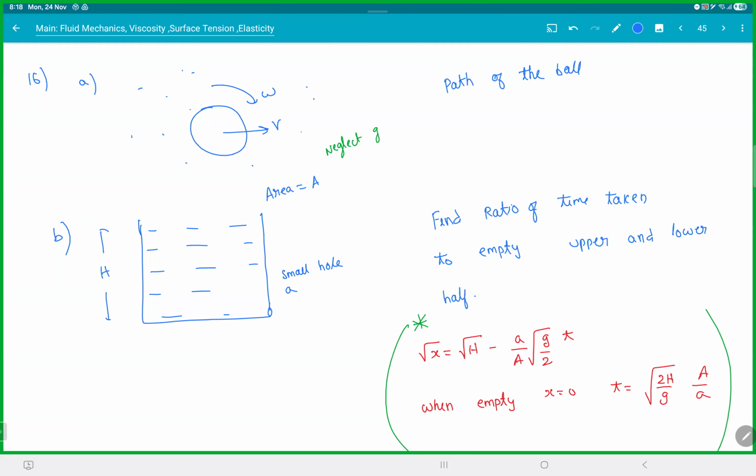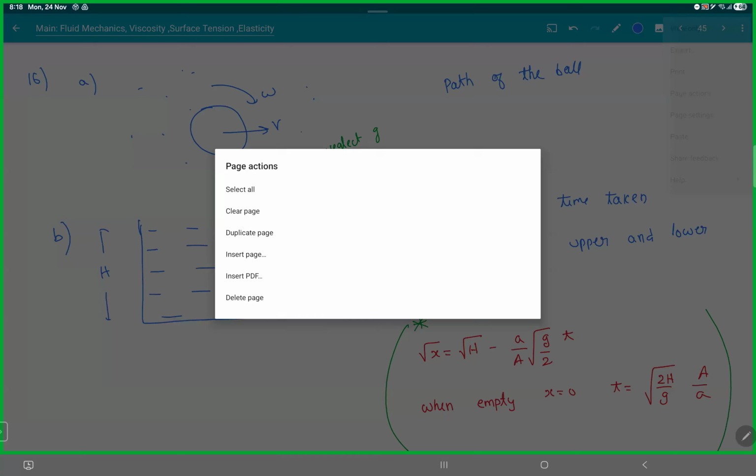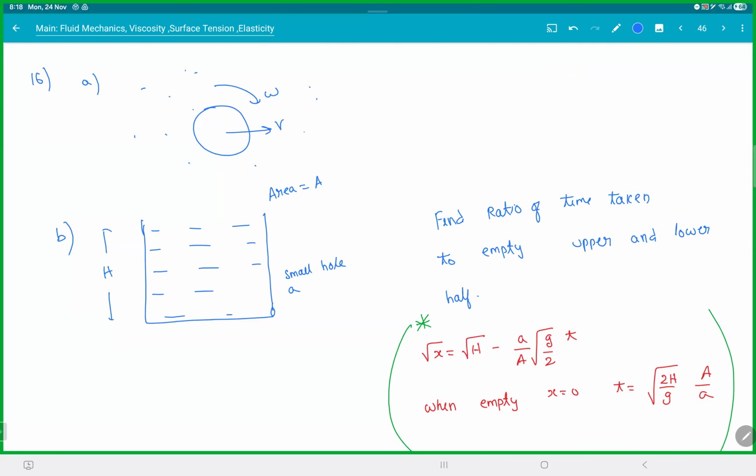So first one, what will happen? It will fly. Here the speed will be V plus R omega, and here the speed will be V minus R omega. So here it is P1 and here it is P2. We know the equation P plus half rho V square is constant. If you have more velocity, you'll have less pressure. So P1 is greater than P2, so the ball will get an upward thrust. So it will start going up.